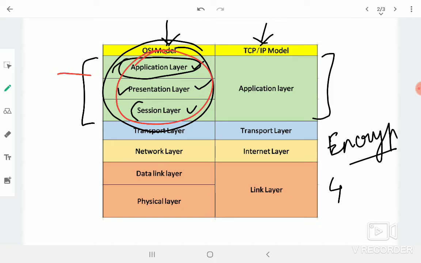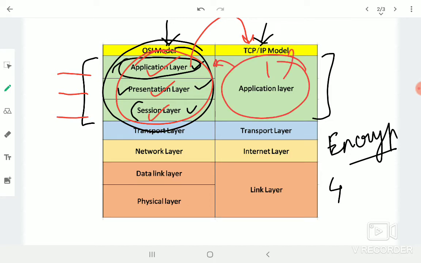And OSI divides the application layer into three layers: the application layer itself, the presentation layer, and the session layer. However, the TCP/IP model combines all these three layers into one layer, which makes sense because ultimately it's the application that is doing all of these things, and we are not even talking about the network part over here, right? So I hope you understood what the OSI model is and what the application layer is. Now we will talk about the next layers.